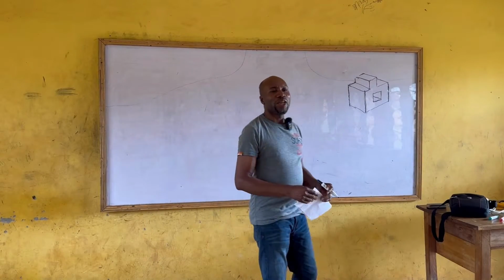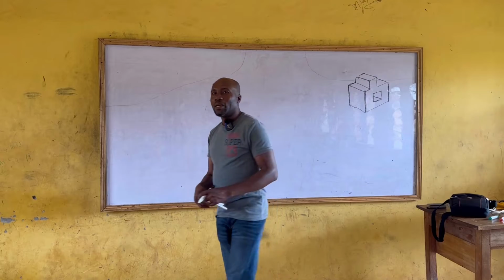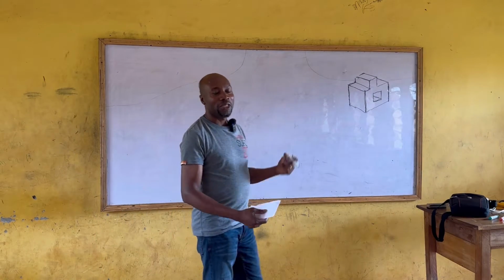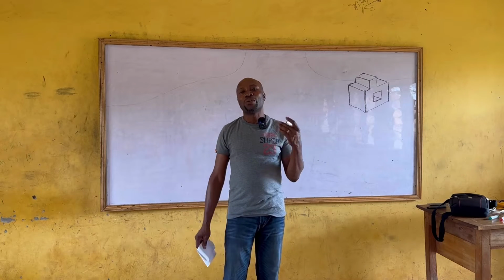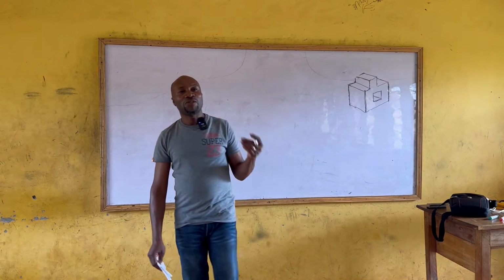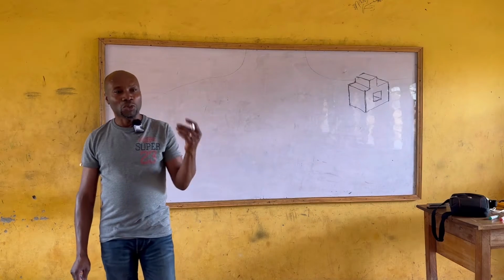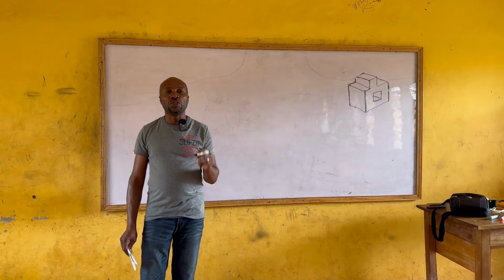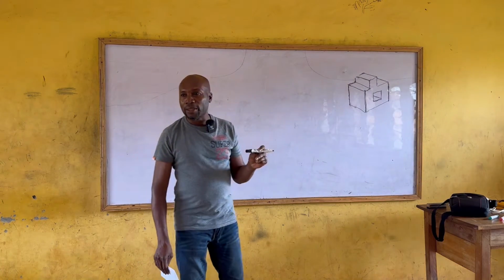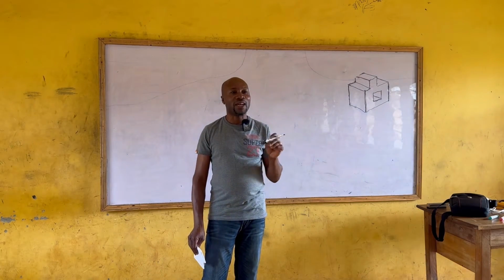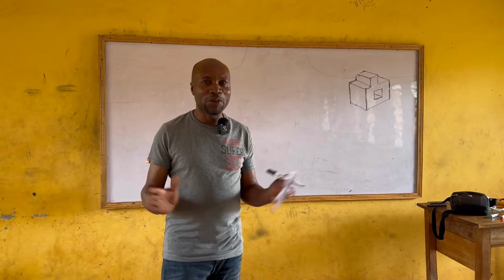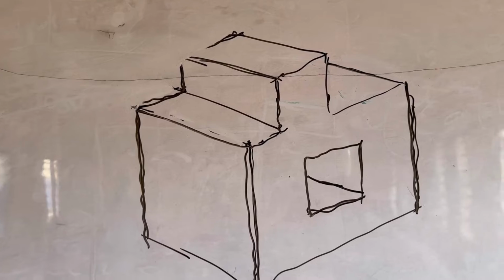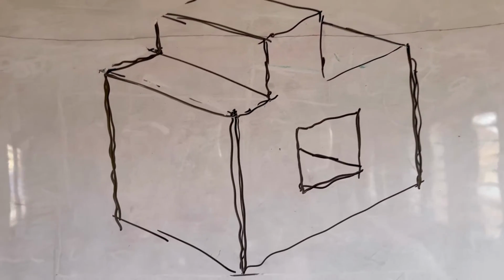So guys, today we are going to draw an orthographic projection. We have a figure, and the figure is in isometric projection, and we are going to draw the figure from isometric projection to orthographic projection. In the orthographic projection, today we are going to use a first angle projection. First angle projection. Are you okay? Yes, sir. I have this figure here, and we are going to draw this figure in first angle projection.